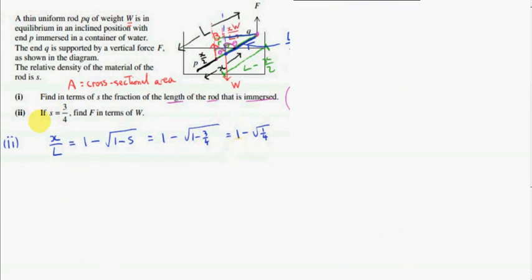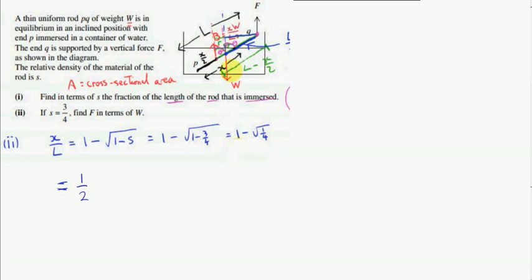In part 2, we are given that s is 3/4, find F in terms of W. So here's x over L. Let's plug 3/4 in to get the ratio of the immersed part of the rod to the total length of the rod. Well, we can see it's 1 minus the square root of 1/4. That's 1 minus a half, which is a half.